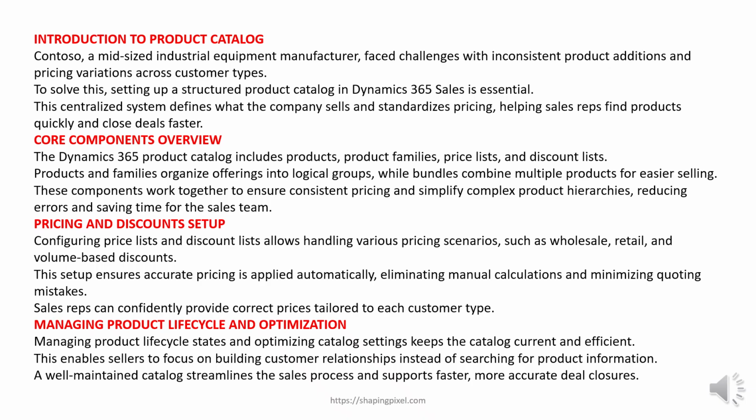Managing product lifecycle and optimization. Managing product lifecycle states and optimizing catalog settings keeps the catalog current and efficient. This enables sellers to focus on building customer relationships instead of searching for product information. A well-maintained catalog streamlines the sales process and supports faster, more accurate deal closures.